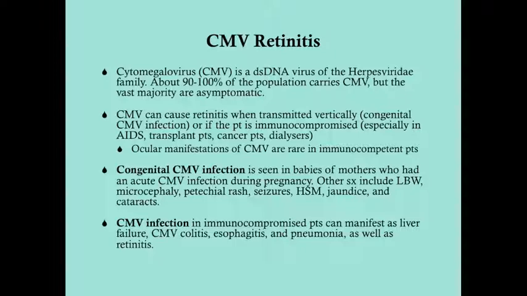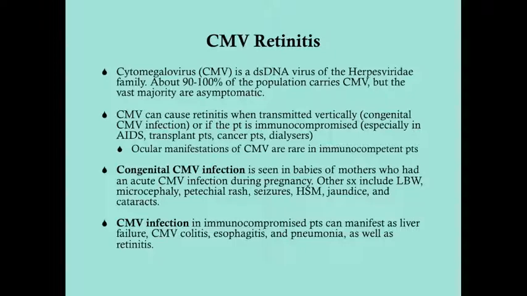So the congenital CMV infection is seen in babies of mothers who had an acute CMV infection during pregnancy, and then the other symptoms of CMV infection, kind of common to those TORCH syndromes, include microcephaly, petechial rash, seizures, liver enlargement, jaundice, and cataracts.